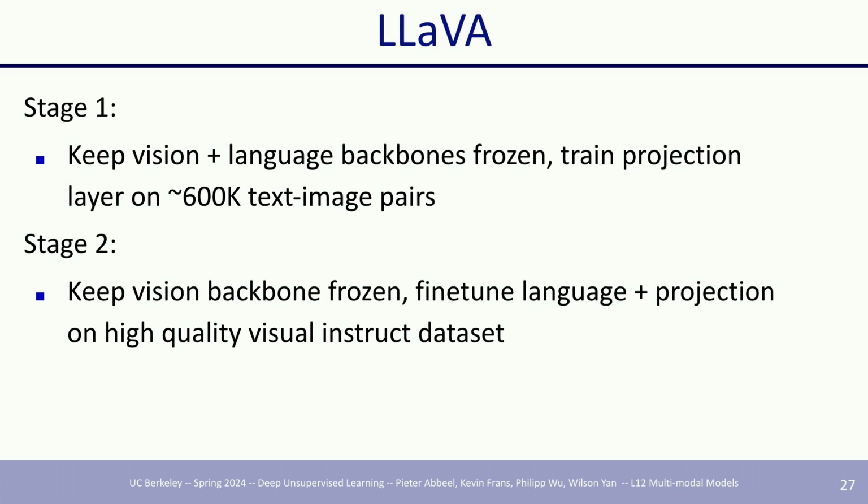Then in stage 2, you have a lot more concentrated, high quality instruct data, well curated, a much smaller number, where you can fine tune the entire thing, except in this case they also kept the vision backbone frozen. The important thing was they also fine tuned the language model itself, which in general should give you a lot better performance because you're fine tuning a larger portion of the model.